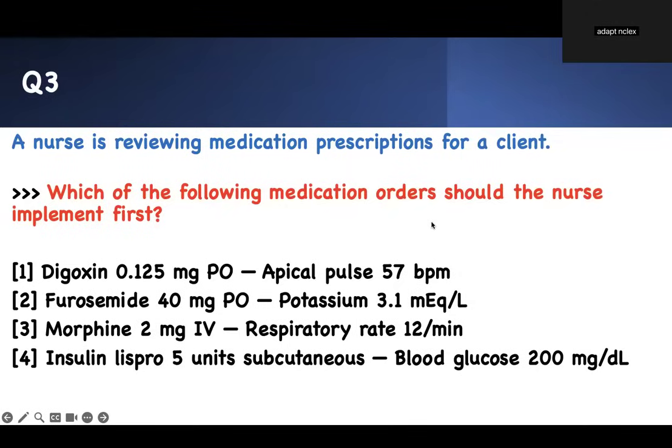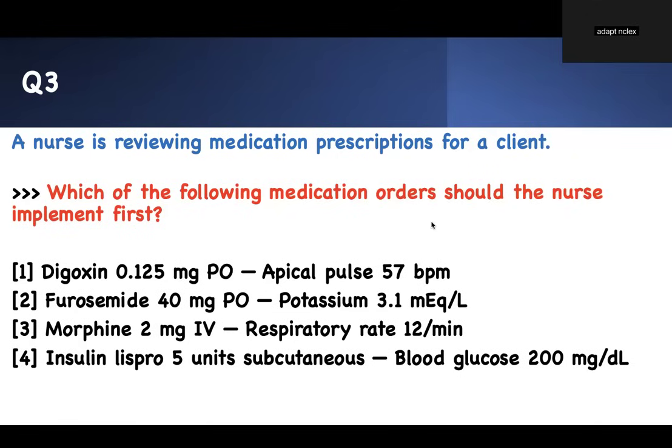What is your score? 2 out of 2. I hope so. Number 3, read the question the way I approach it. Put your comments down in the question. Let me know how you're doing. Which of the following medication orders should the nurse implement first? Same thing. This is prioritization, patient prioritization. You have 4 medications and there are scenarios associated with it. Which one will you give to the patient first?